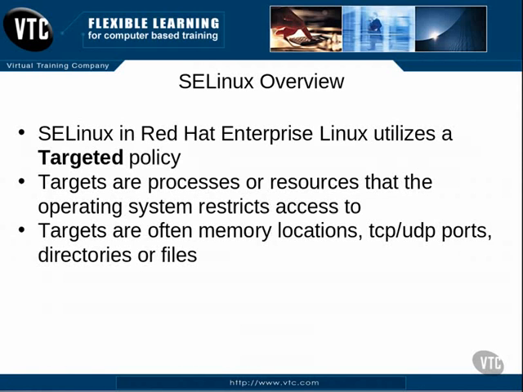SELinux has multiple types of policies, but the one in use by RHEL is the targeted policy. A targeted policy restricts a target's access to resources. Examples of targets are memory locations, TCP/UDP ports, directories or files, and others.